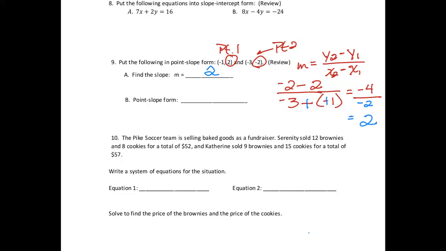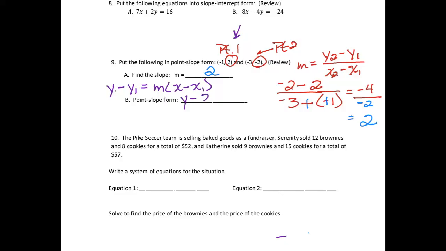Point slope form is y minus y sub 1 equals m times x minus x sub 1. Please don't do that. Y you are going to keep as y. The x and the y that have no sub 1 or prime, you keep those as x and y. So y minus y sub 1, doesn't matter which point you use. I'm just going to use point 1 because it says sub 1.